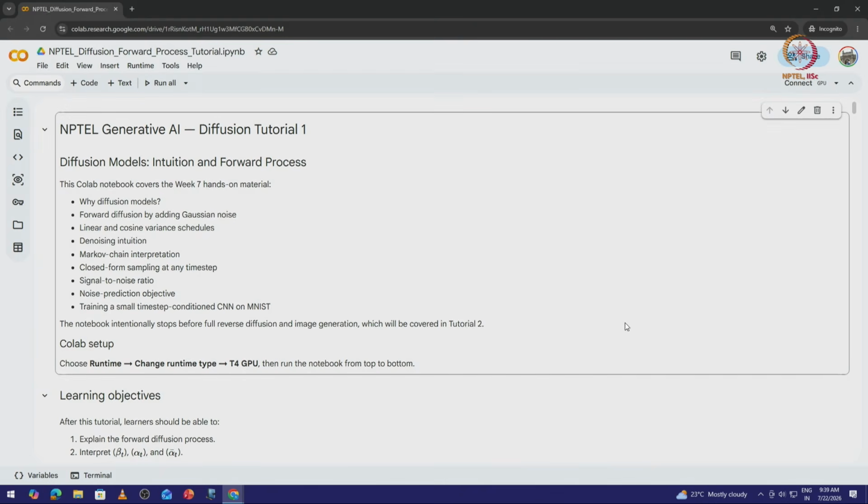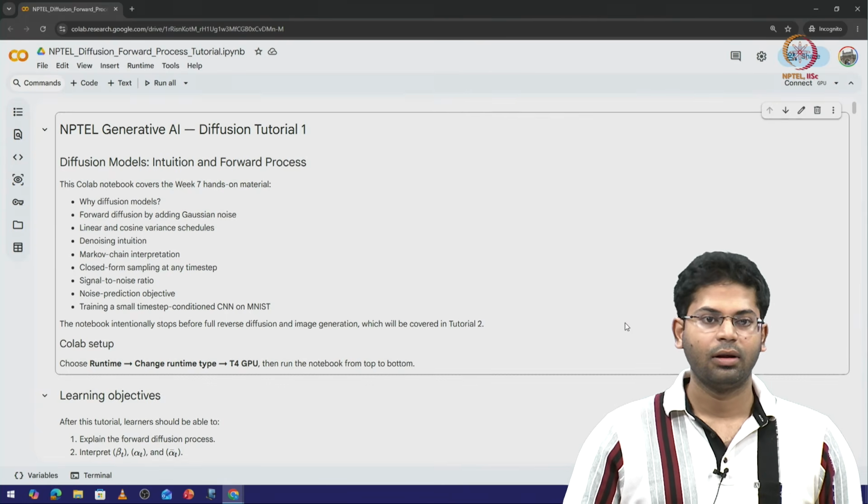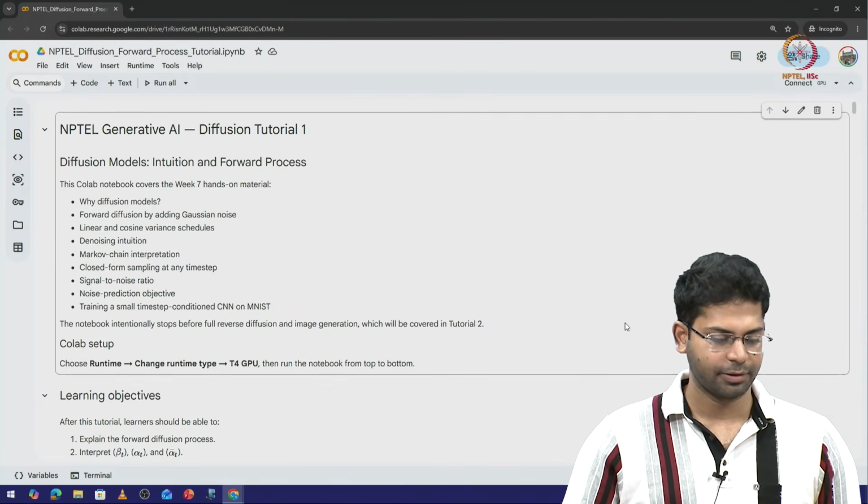Today we will be covering part 1 of the tutorial on diffusion models that are already covered as part of the theory classes. Today we will be going through the first part of diffusion models, which is primarily focused on the forward process of diffusion, and the backward diffusion process will be covered in the next tutorial on diffusion models. So let us get started.